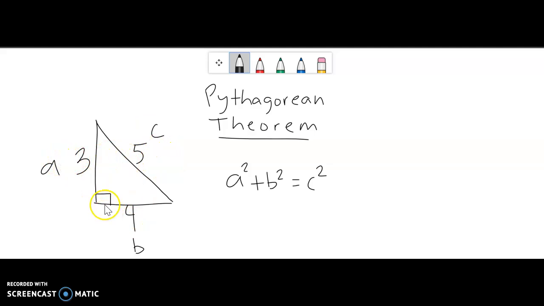So the hypotenuse is on the opposite side here of your right angle. So here's your right angle, opposite of it is your hypotenuse, and you're always going to call that C. Then you're going to label the other sides A and B.